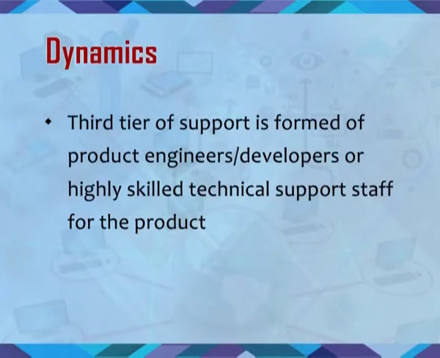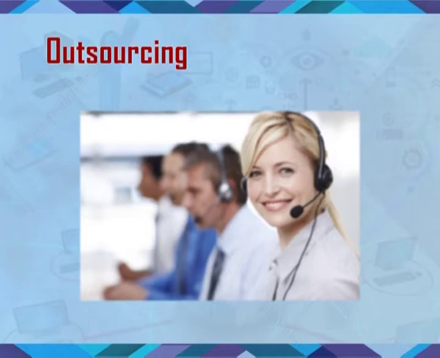Call center staff are often organized into a multi-tier support system. For more efficient handling of calls, the first tier consists of operators who initially answer calls and provide general information. If a caller requires more assistance, the call is forwarded to the second tier in the appropriate department depending on the nature of the call. In some cases, there are three or more tiers of support staff. Typically, the third tier of support is formed of product engineers, developers or highly skilled technical support staff for the product. Now, let us see what outsourcing is.